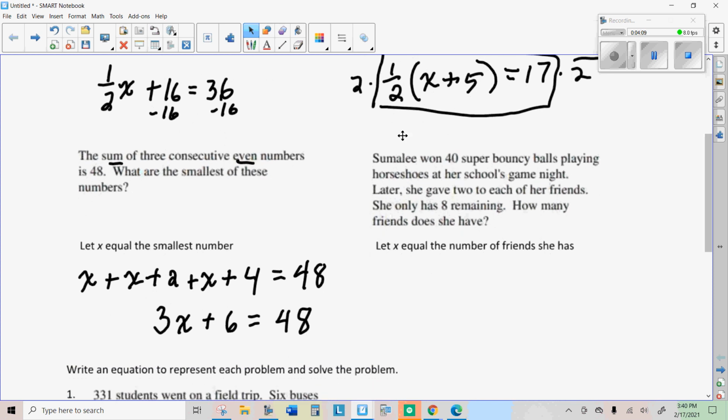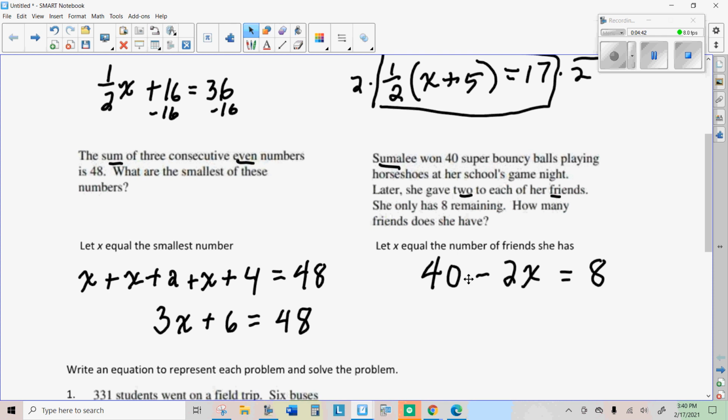On the last one, it says Suma Lee won 40 super bouncy balls playing horseshoes at her school's game night. Later, she gave 2 to each of her friends. So she had 40 balls, she gave 2 to each of her friends. She had only 8 remaining. This kind of sounds like a subtraction problem. So she started with 40, and we're going to subtract 2 for every friend. We're going to let X be the number of friends she has. And she has 8 left to herself.